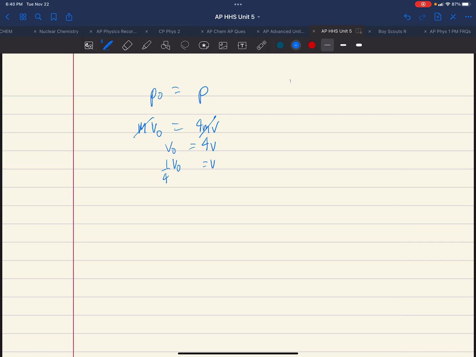Now we look at the kinetic energy. The kinetic energy initially is 1/2 mv squared, and the m is m, and the v is v0. So that's the kinetic energy before.